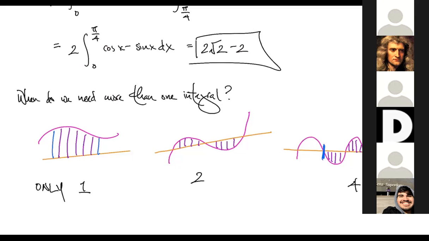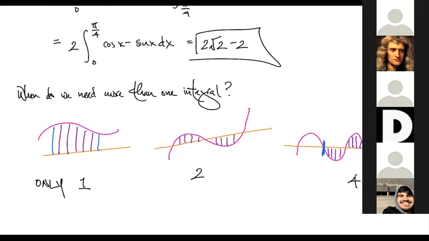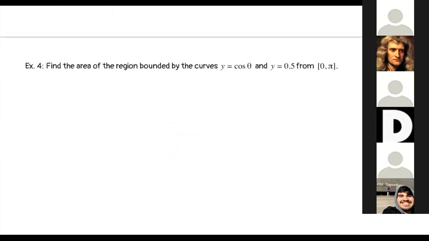Okay. I do want to set up number 4, because I think sometimes it's not always exactly halfway. And I think example 4 is a really good showcase for that. Find the area of the region bounded by the curves y equals cosine theta and y equals 0.5 from 0 to pi.